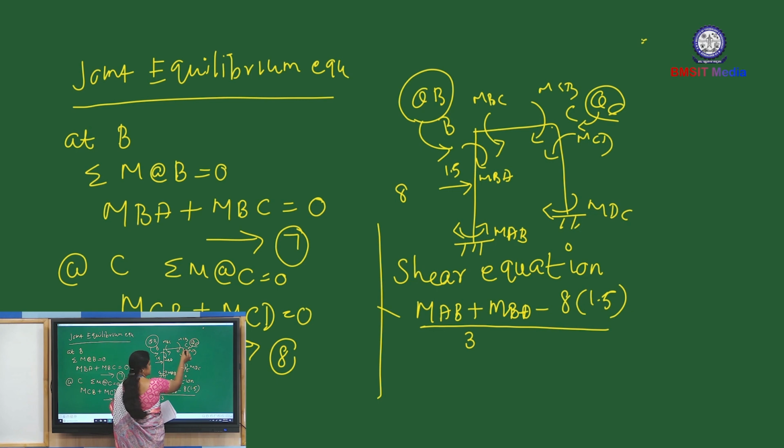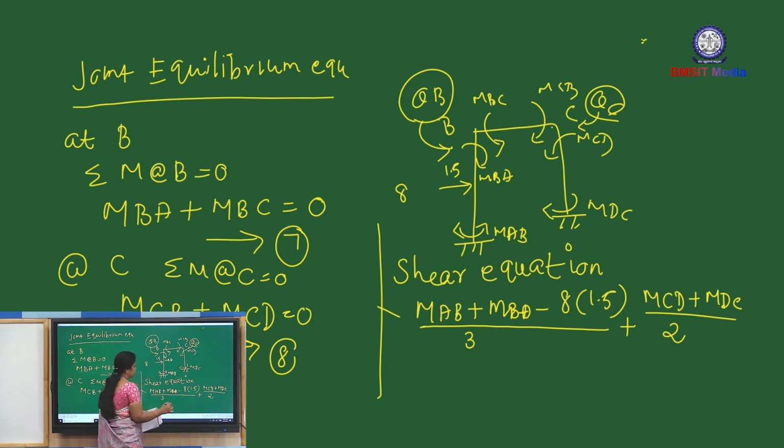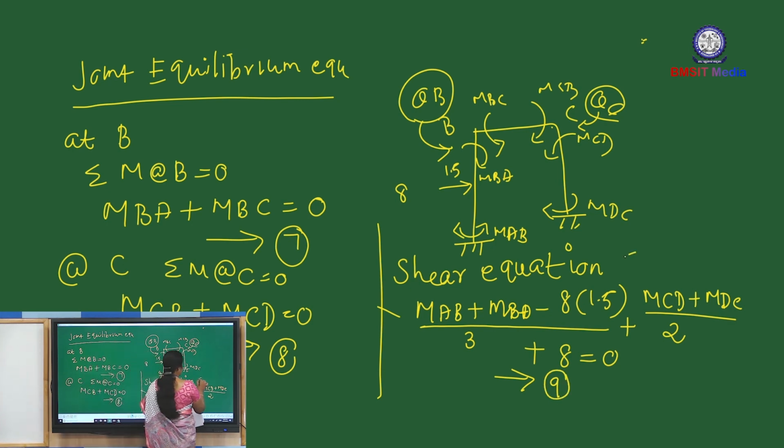Now coming to this vertical member, plus MCD plus MDC. Here there is no load. So divide by the total height of the column, which is I think 2 meter. Minus summation of horizontal force. Only one load is acting here, towards right means positive sign, positive 8 kilonewton. This is equal to 0. So this is equation number 9. The shear equation is nothing but summation of horizontal force equal to 0.